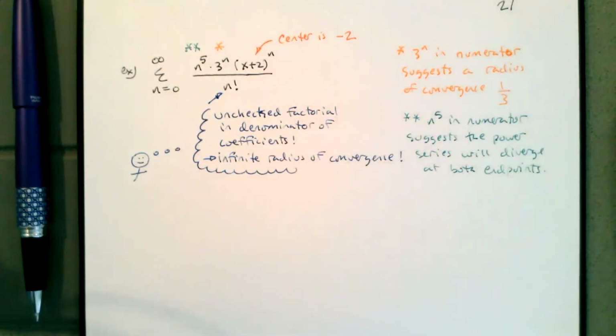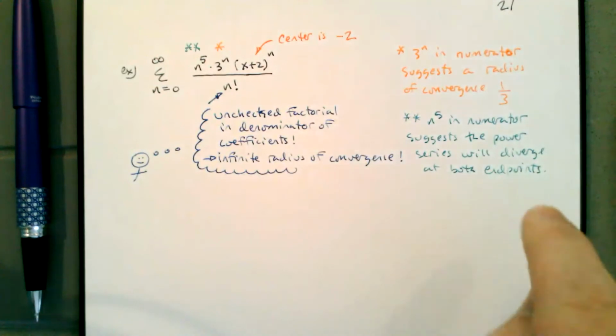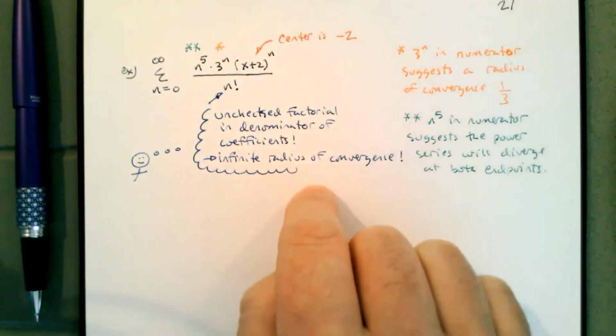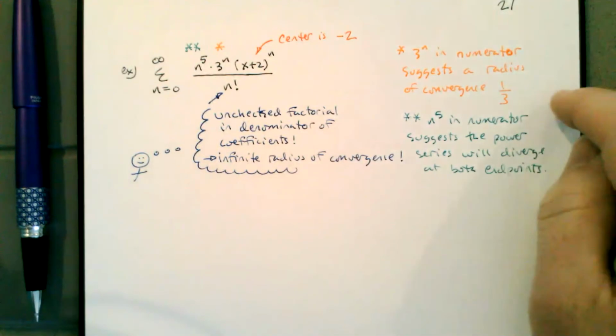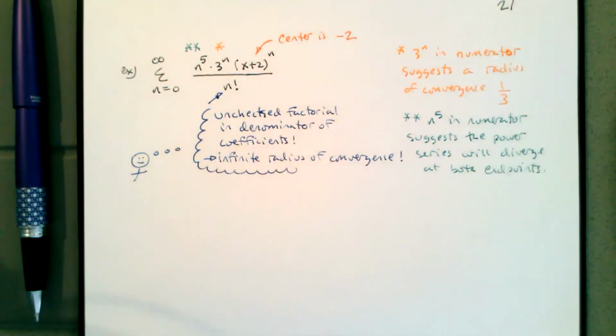N to the 5th in the numerator suggests the power series will diverge at both endpoints. But then we get to the factorial in the denominator. So we're going to have an infinite radius of convergence, and so we just forget all this stuff. We don't care about the endpoints because there aren't any with an infinite radius of convergence. A billion copies of 3 is going to pale in comparison to a billion factorial, because most of those factors are bigger than 3. And then the n to the 5th in a power series, the polynomial stuff only affects the endpoints.